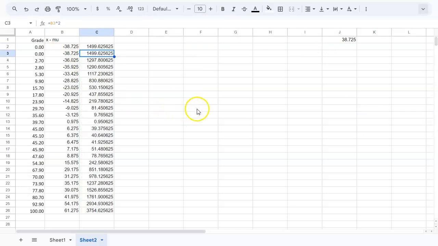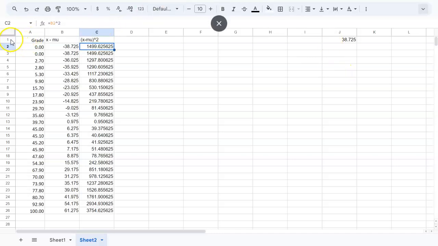And here are the results. So as you can see, negative 3.125 squared is positive 9.765, and so on, right? And notice all the numbers are positive. So that is x minus mu squared, x minus mu to the second power.